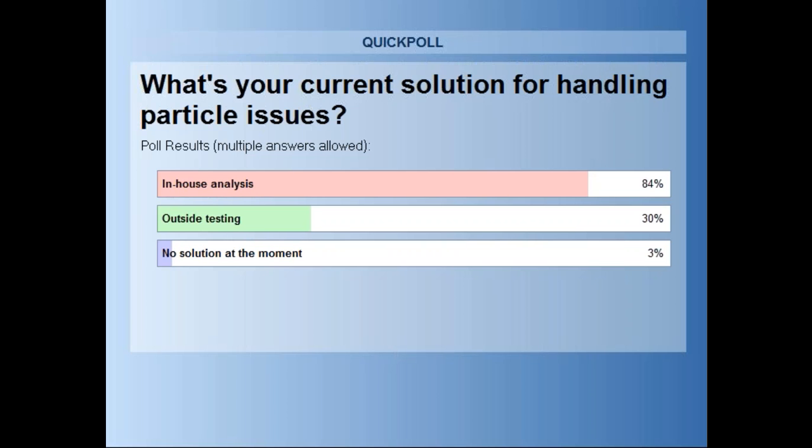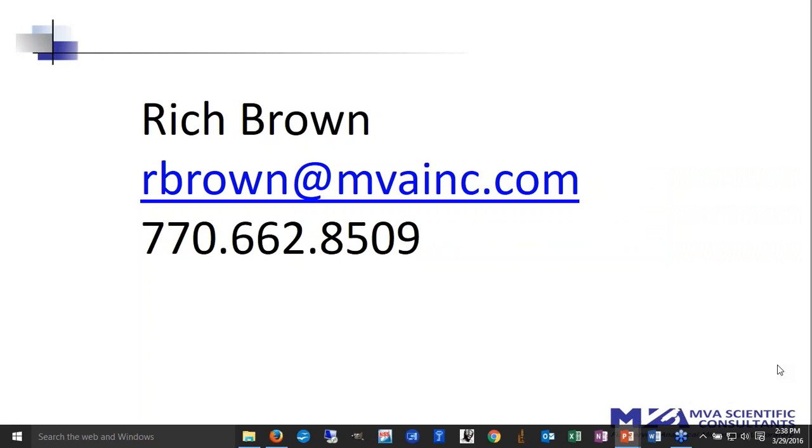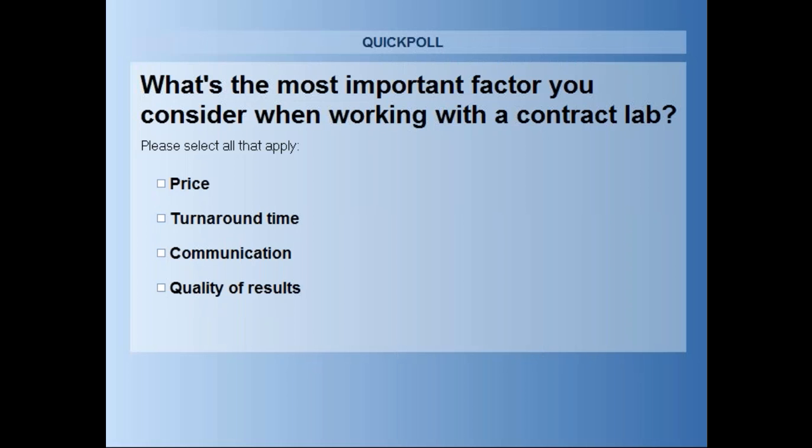So it looks like 84% of you have in-house capabilities for particle characterization and 30% for outside testing. I'm going to hand over to the next question. So what's the most important factor you consider when working with a contract lab?